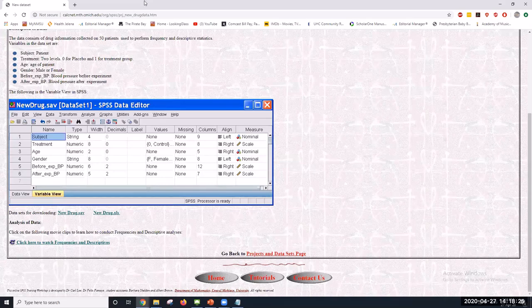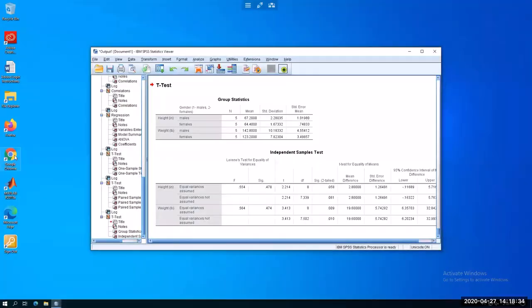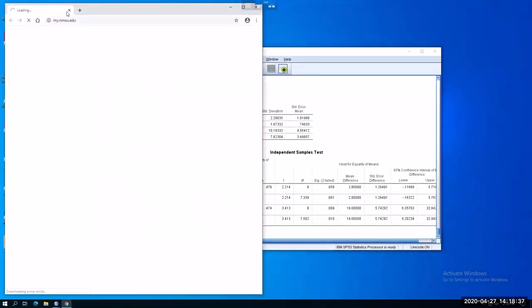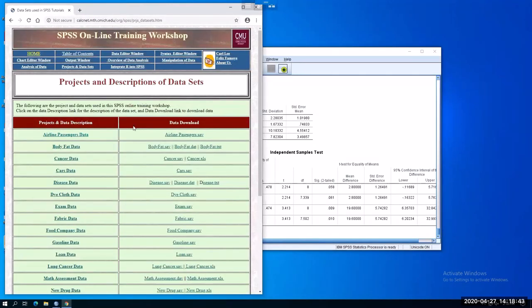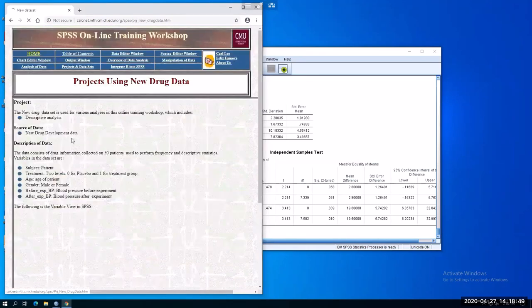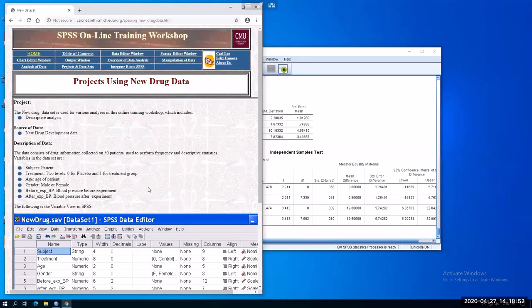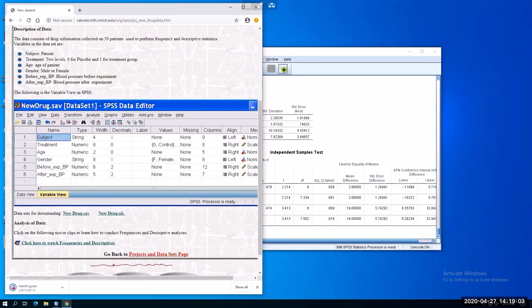Now scroll down and you will see newdrug.sav. I have a problem here because, just a second, I need to use this Google Chrome. Okay. New drug data. So we want to test if our new drug actually changes the blood pressure. It's probably for lowering blood pressure, but we'll see. The new drug .sav, download that and simply open it.